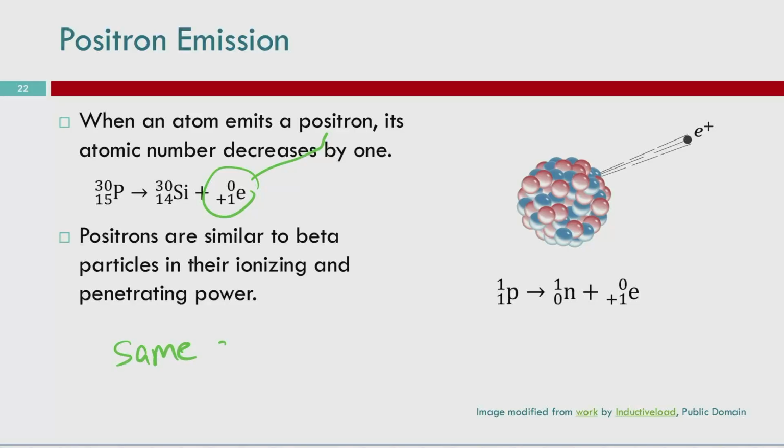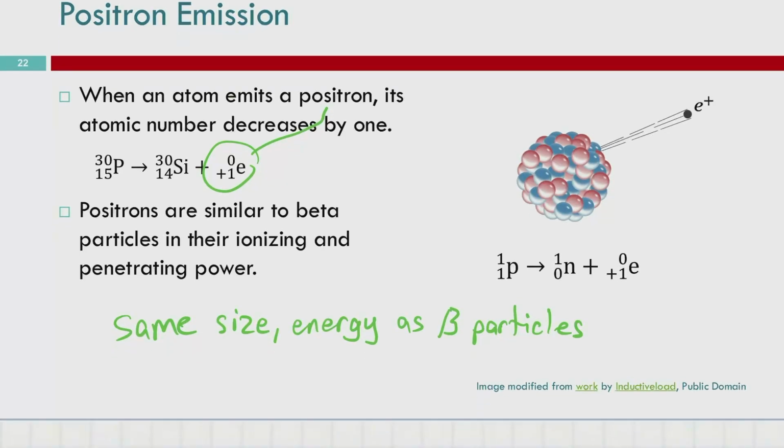And these have the same size and energy as beta particles, electrons. They're like shadow fighters. I think that's what they're called, right? Like if you're playing Smash Bros, right? Pit and Dark Pit. It's a shiny version of an electron, like Pokemon.